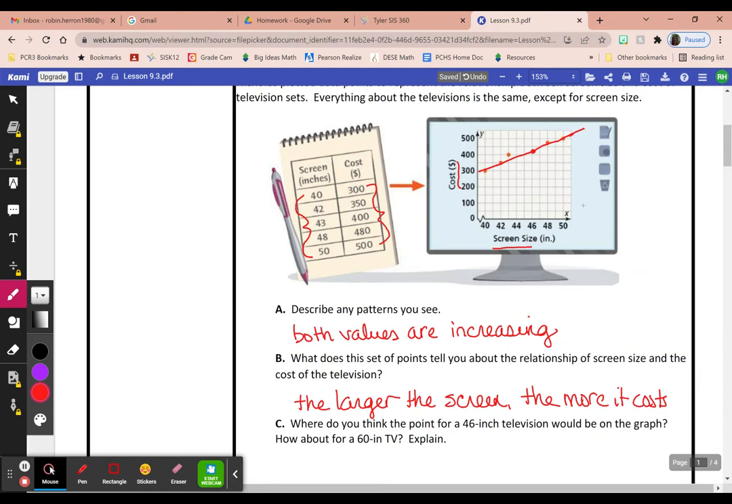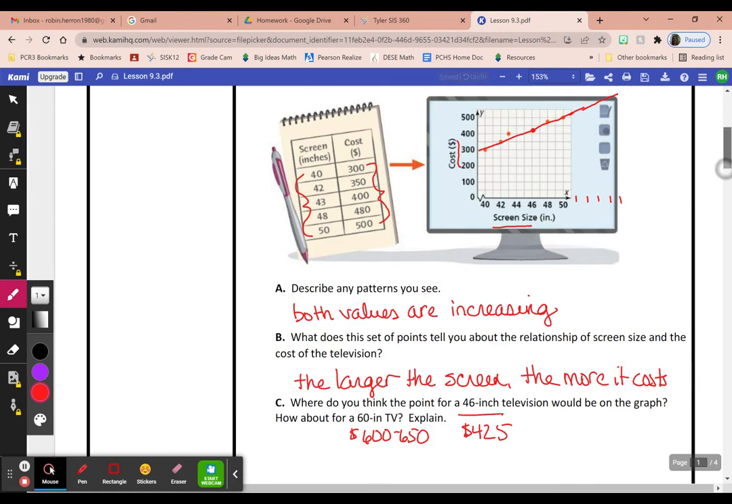So it would be up top even further. If we go 52, 54, 56, 58, 60, and we keep going up to here, we're probably going to be in the $600 or $650 range. So a 46-inch television is probably somewhere around $425, and a 60-inch TV probably somewhere around $600 or $650. We know that because it's creating a straight line going up. So we're putting in that line to create an estimate of where we think those values might be.